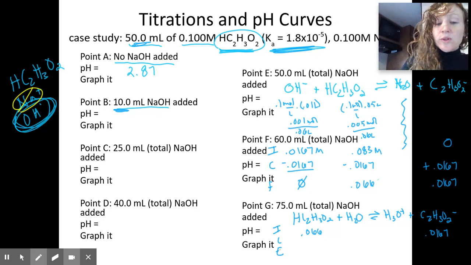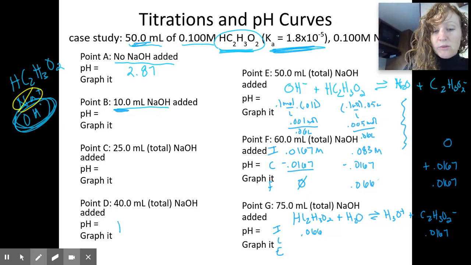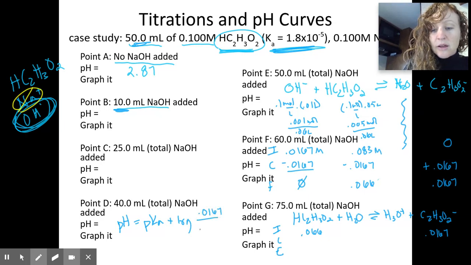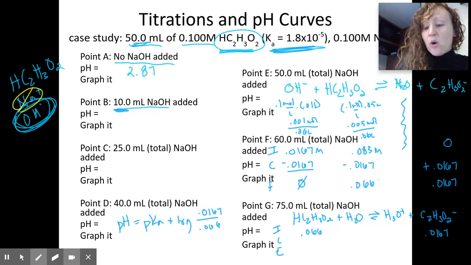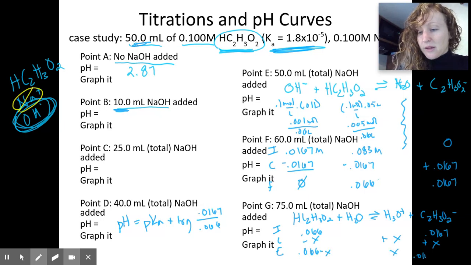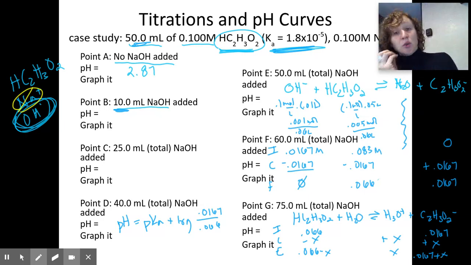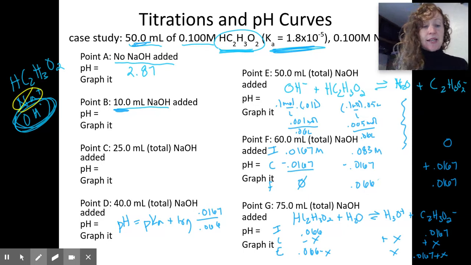You can also use the Henderson-Hasselbalch equation. What's the pH when just weak acid and its conjugate base are present? Well, it's this. So you can use the Henderson-Hasselbalch equation and calculate a pH. Or you can use the ice chart that we are probably comfortable with at this point in time, and plug into a K equation. Either way, you should get the exact same answer.